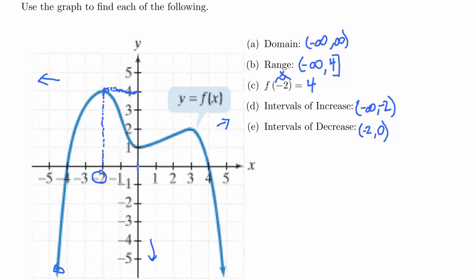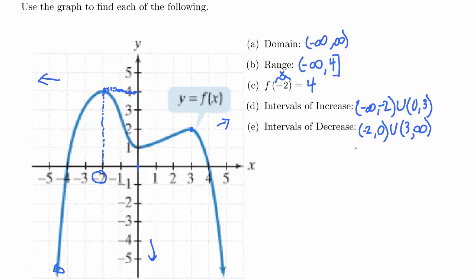But from this point to the right, I'm going up until this point right here. So notice that I'm going up from 0 to 3. So I take the union and go from 0 to 3 for my intervals of increase. And now, from this 3 on to infinity, I'm going down from left to right. Therefore, I take the union 3 to infinity.